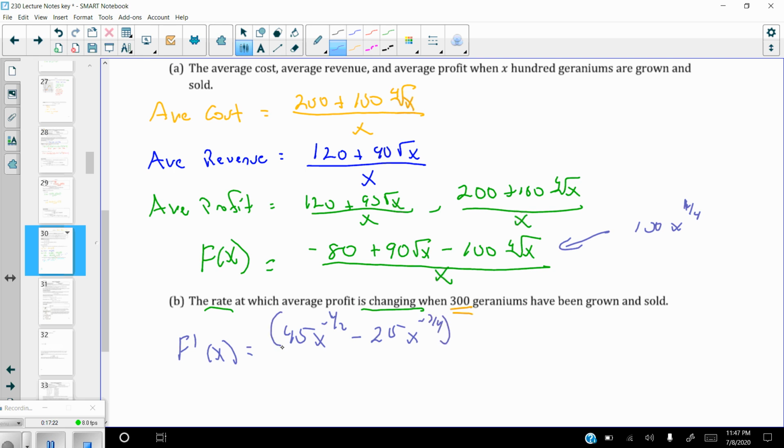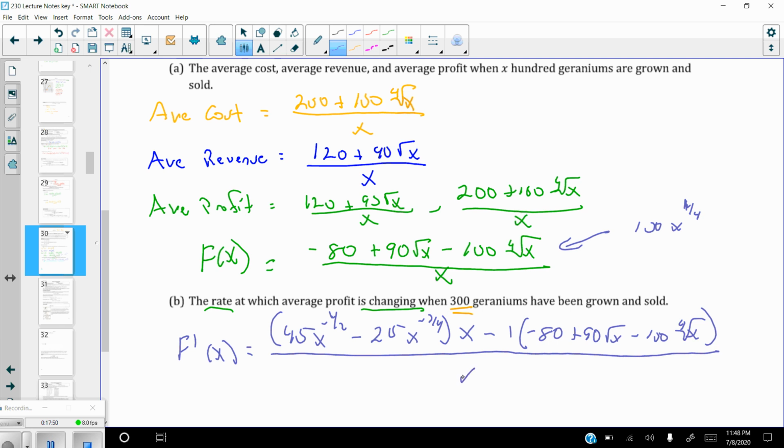So there's the derivative of the top times the bottom function, which is just x, minus the derivative of the bottom. The derivative of x is just 1, times the top. So we just rewrite the top function, all over the bottom squared.